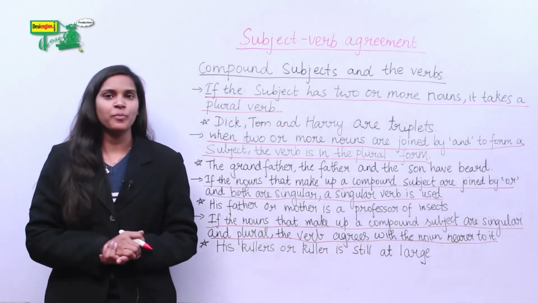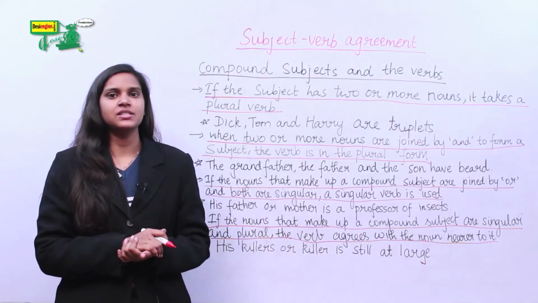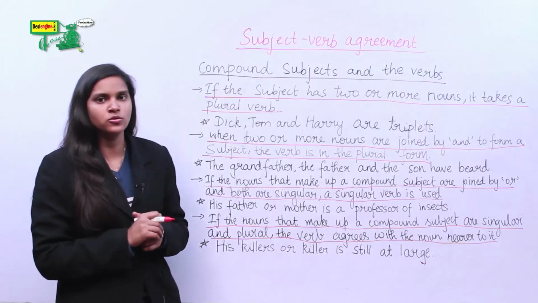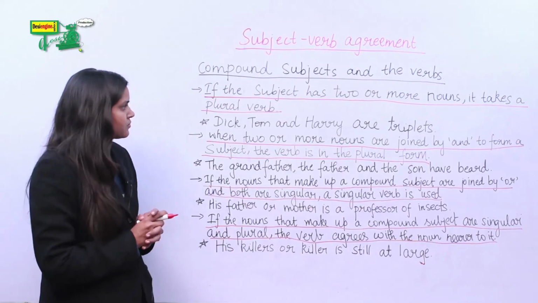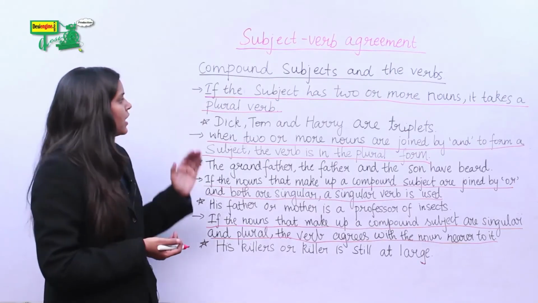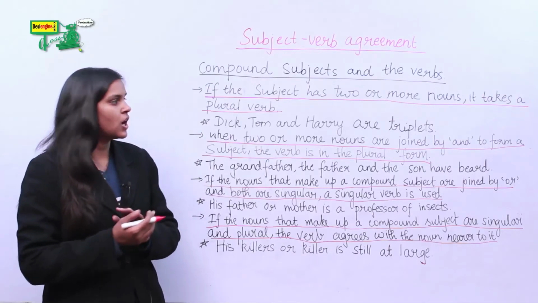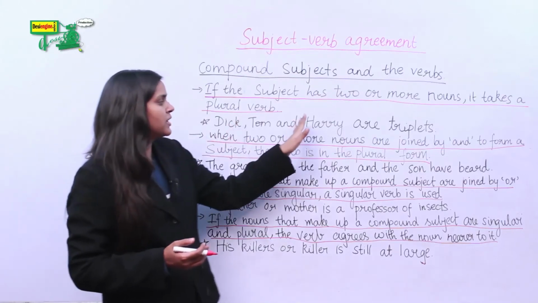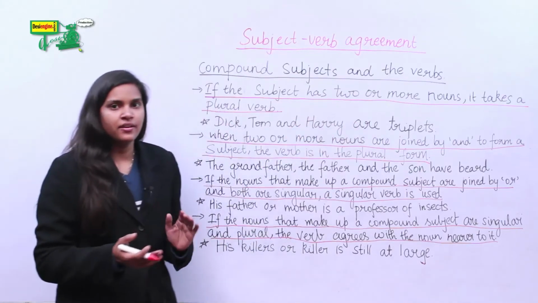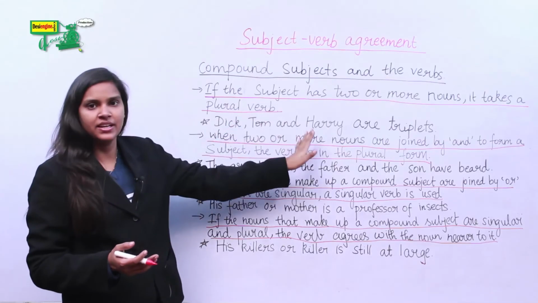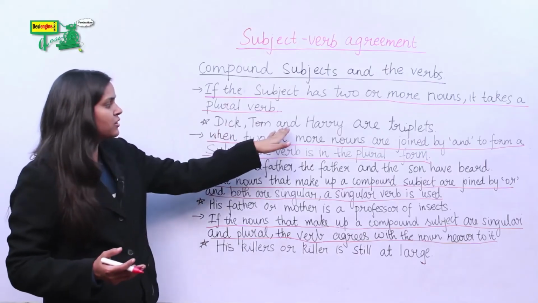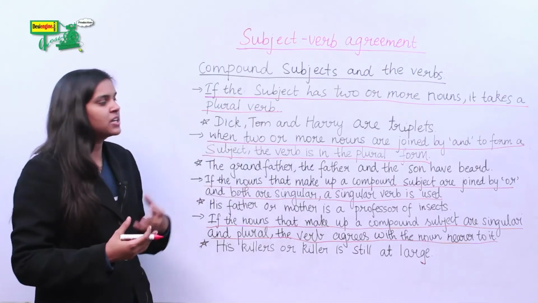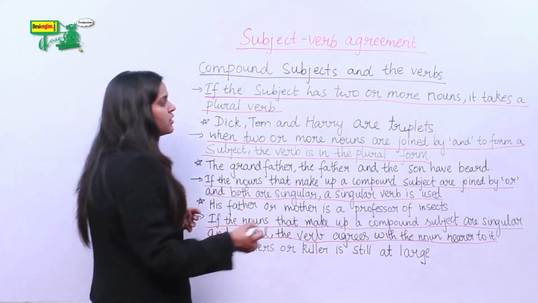In the topic of subject-verb agreement, there are certain rules to be followed when the subject is in the compound form. The first rule is, if the subject has two or more nouns, it takes a plural verb. For example, Dick, Tom and Harry are triplets. Here, the subject Dick, Tom and Harry has three nouns joined by the conjunction and. Therefore, the verb that it takes up is plural.